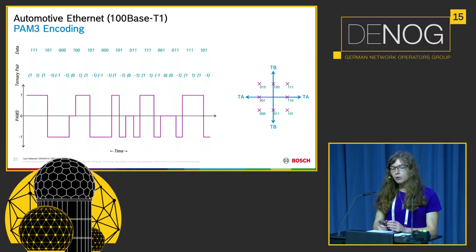100BASE-T1 uses PAM3 encoding. That means there are three different states that can be signaled on the bus, 1, 0, and -1. And always two signals on the bus are then interpreted as three bits of data. So for example, 1-1 would be interpreted as the data bits 1-1-1, 1-1 would be interpreted as 1-0-1, and so on.